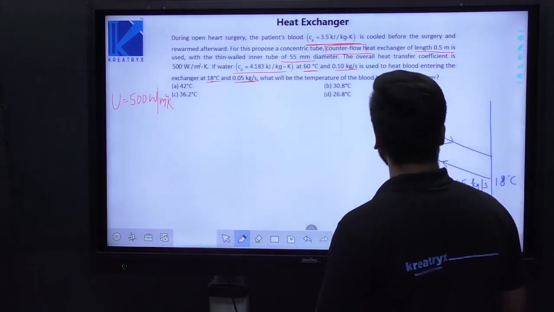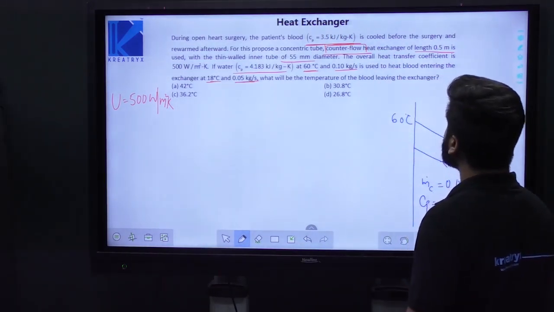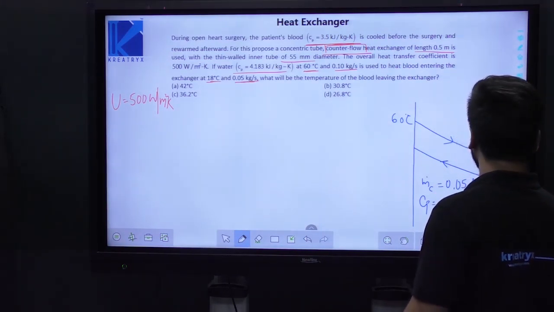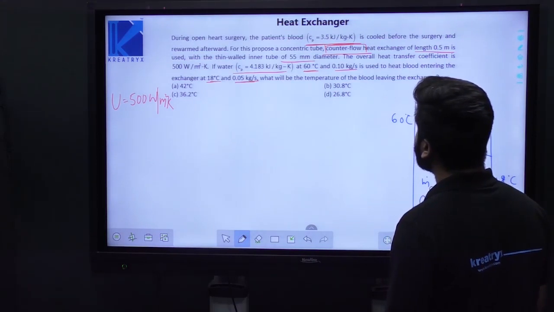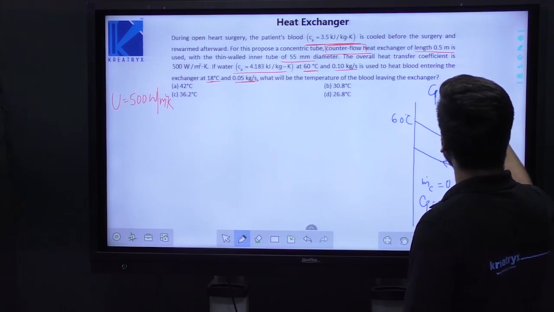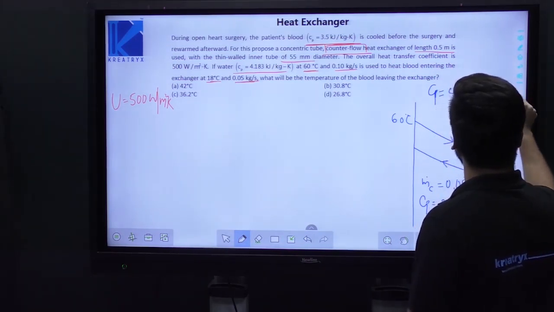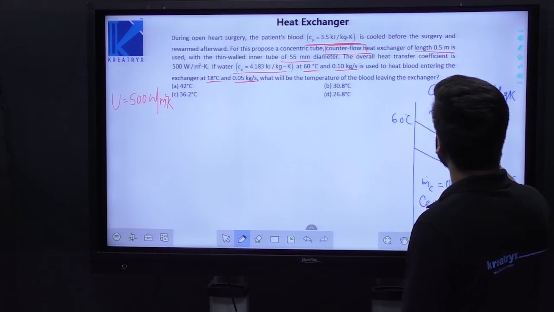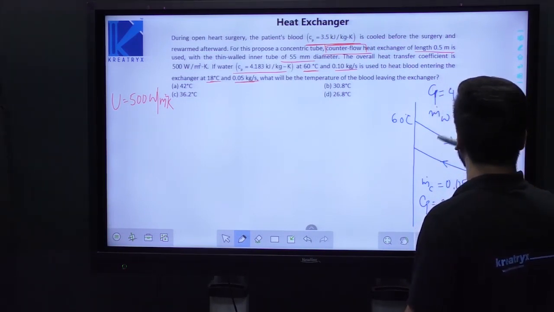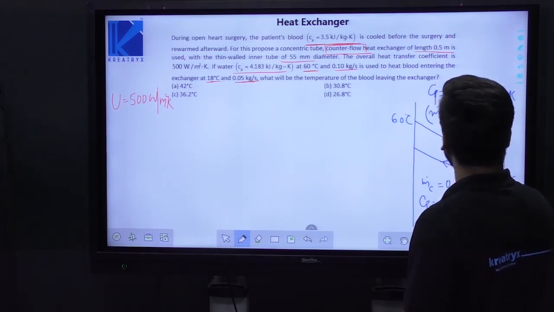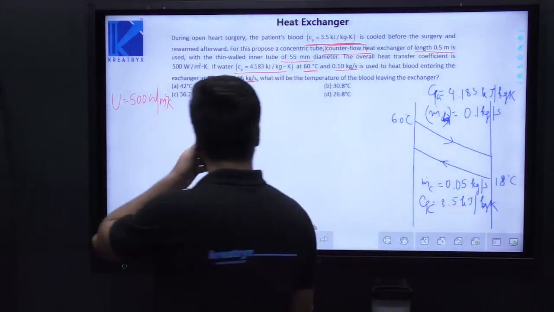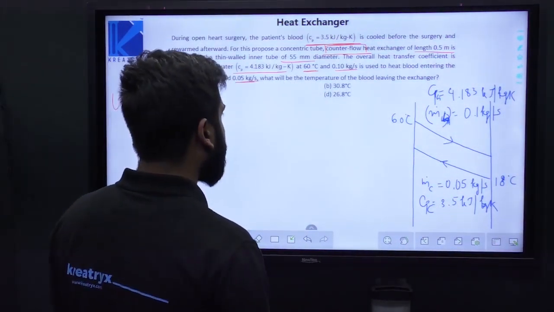Okay, and Cp of blood is 3.5 kilojoule per kilogram Kelvin. Cp of water is 4.183 kilojoule per kilogram Kelvin, and the mass flow rate of water is also given, that is 0.1 kilogram per second. This will be the hotter fluid, so let it be m.h. This is Cph, this is Cpc. Now this is the data given to us.